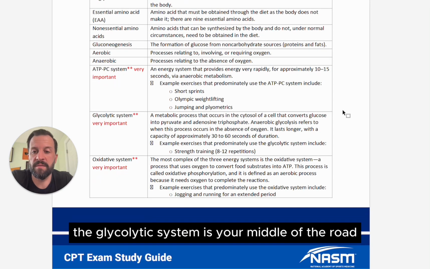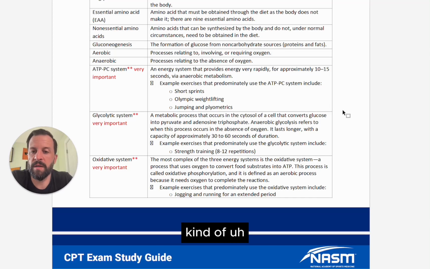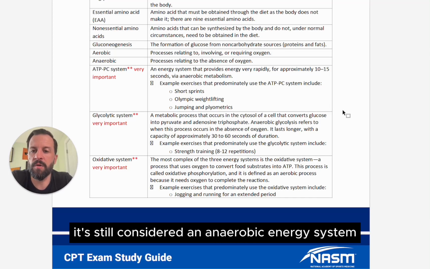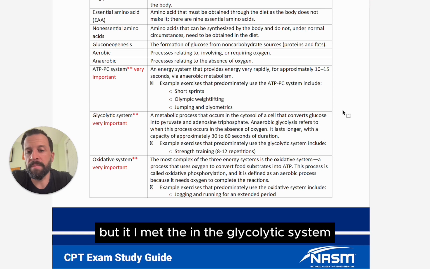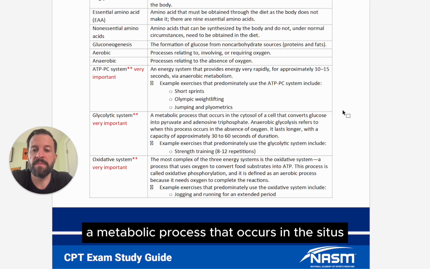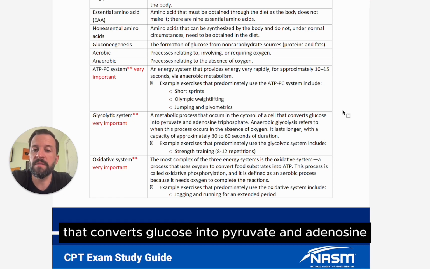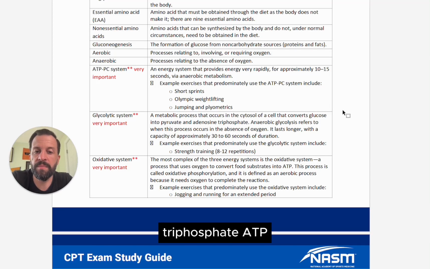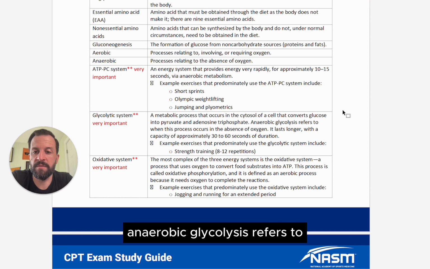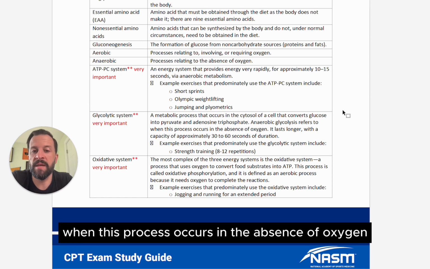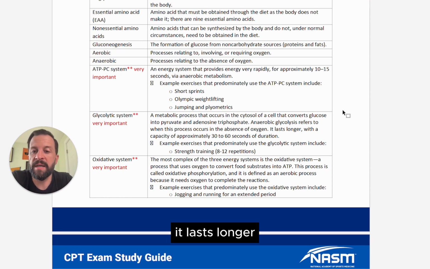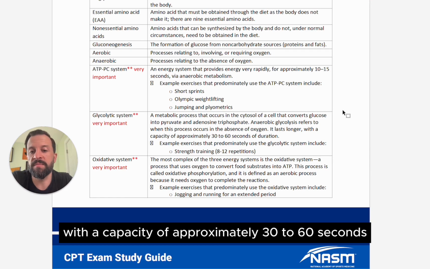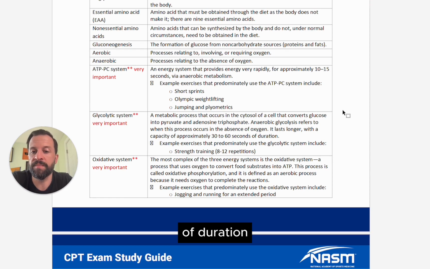The glycolytic system is your middle-of-the-road system. It's still considered an anaerobic energy system. It is a metabolic process that occurs in the cytosol of a cell that converts glucose into pyruvate and adenosine triphosphate, ATP. Anaerobic glycolysis refers to when this process occurs in the absence of oxygen. It lasts longer, with a capacity of approximately 30 to 60 seconds of duration.